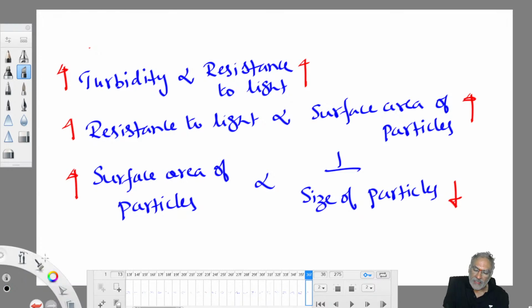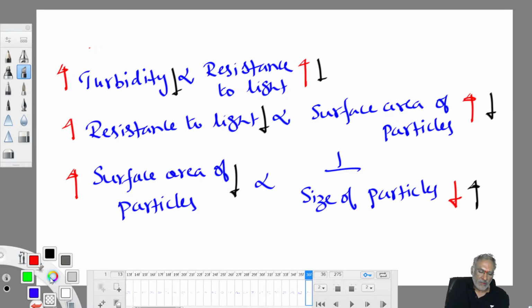Exactly: if the size of the particle is more, then the surface area is less. Surface area is less, then resistance to light is also less. Resistance to light is less, then water appears less turbid. So vice versa. It all depends on the size of the particle. Therefore, turbidity is a surface phenomenon, which depends on size: the smaller the particle size, the more the turbidity.